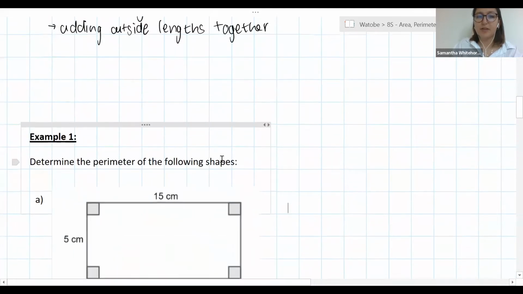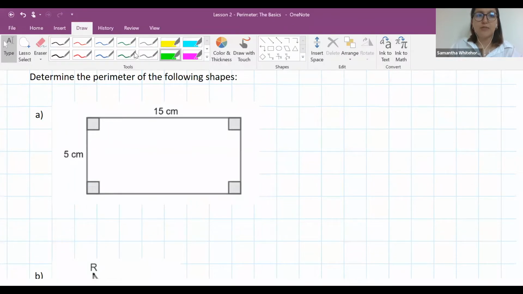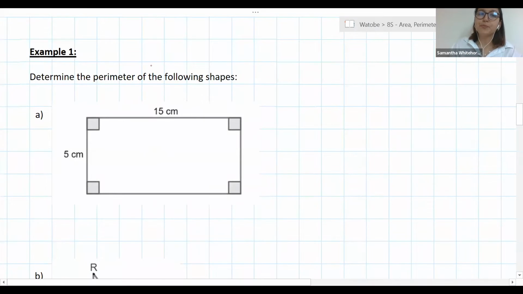Okay. Right, so here's our first example. In all of these examples, we're going to work out the perimeter of the shapes I give you. In this first example, I've got a rectangle. I know it's a rectangle because I've got those 90-degree angles. And so what do I then know about opposite lengths in a rectangle? What do I know about the length opposite the 15 centimeters and the length opposite the 5 centimeters? Palesa: opposite sides are equal. Excellent. So in a rectangle, I know that my sides opposite each other are equal in length.